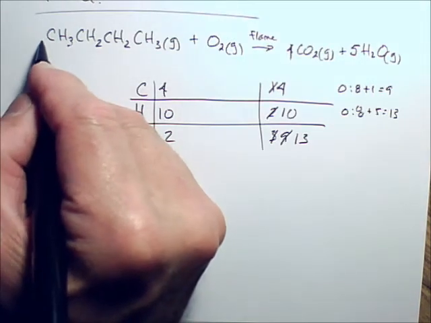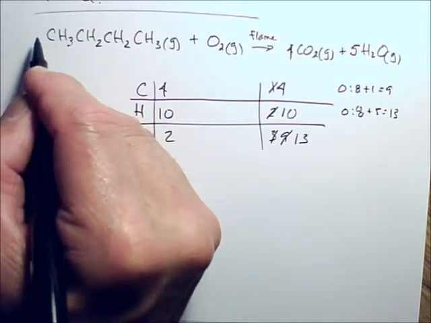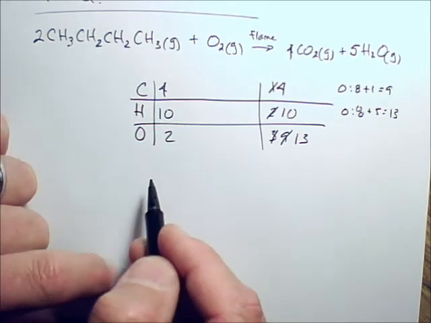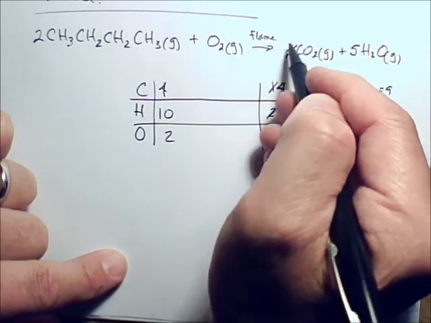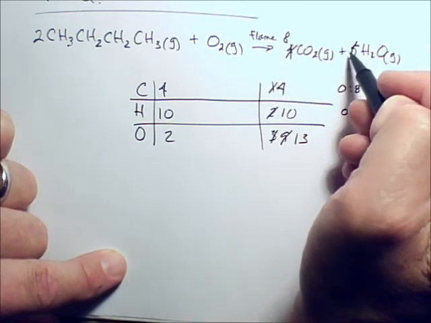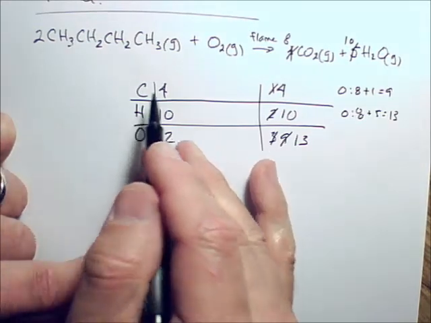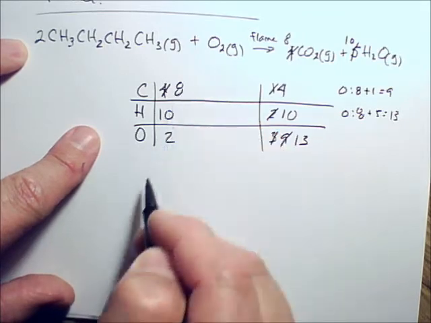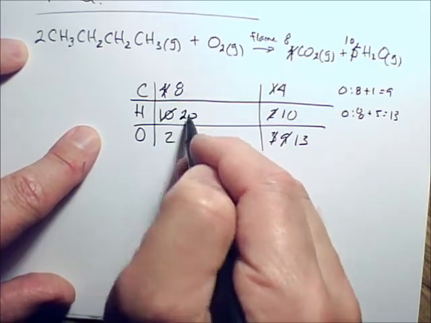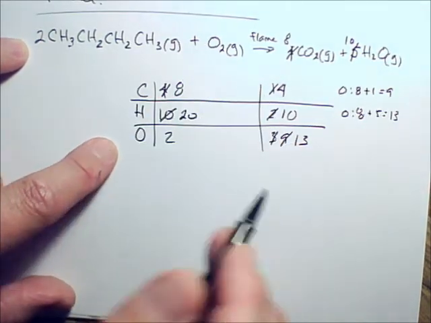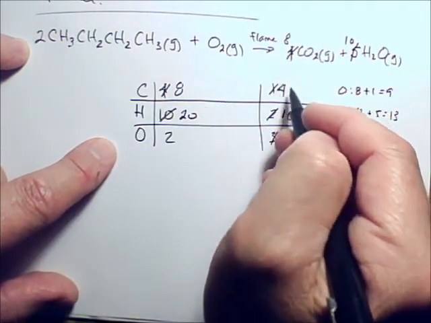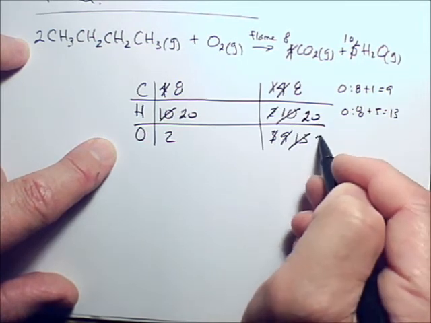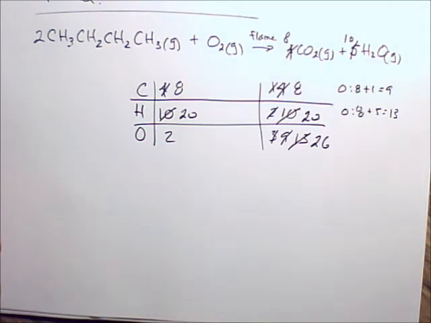Okay? So multiplying this 1, y'all see the 1 there, right? Because in your mind you should see the 1 there. Multiply that 1 by 2, you get a 2. This 4 by 2, you get 8. This 5 by 2, you get a 10. So we go back and recount everything in the atom inventory. So now we have 8 carbons, 20 hydrogens. I didn't change the oxygens. On this side, I changed this to 8 carbons, 20 hydrogens, and 26 oxygens.